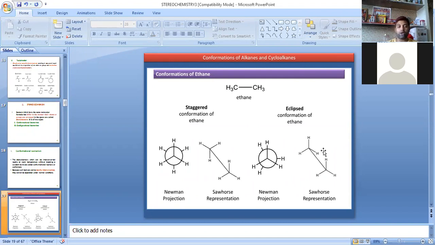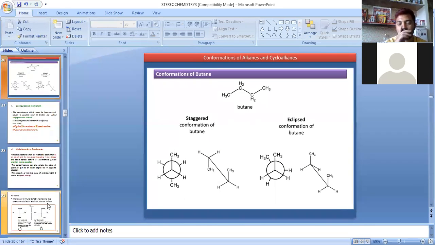In staggered conformation, in the case of ethane, the dihedral angle is 60 degree. Understood? We'll take one more example, and this is important for our exam also. Butane or n-butane. Conformations of n-butane. Only two conformations we have shown here, staggered and eclipsed, but it exists in many conformations, at least 6 conformations.